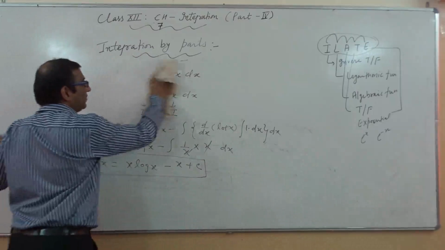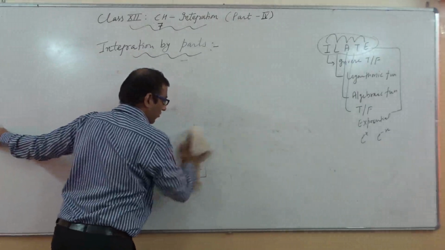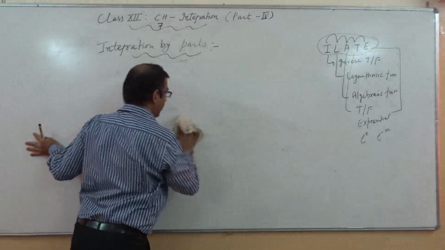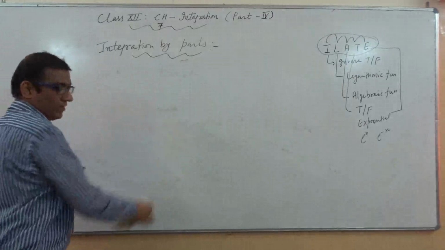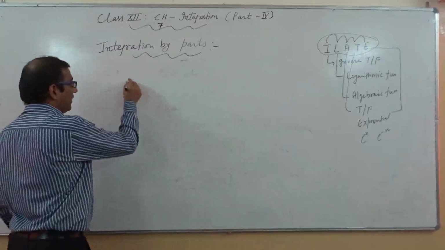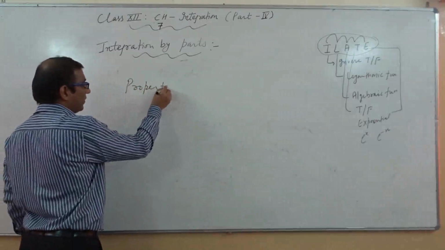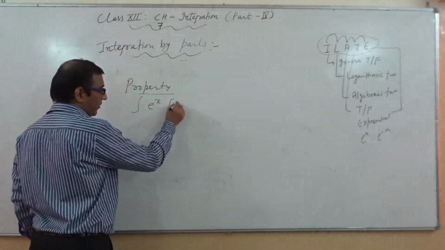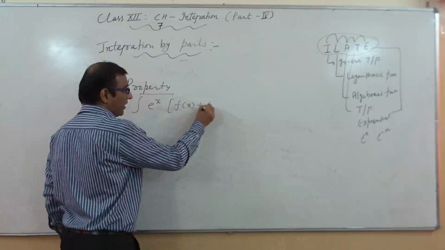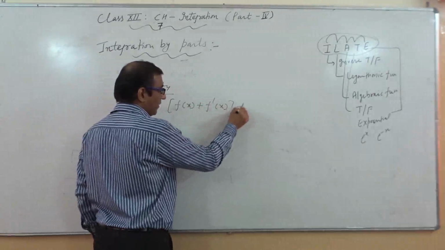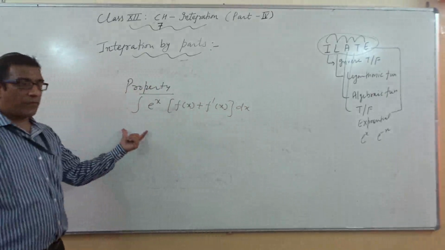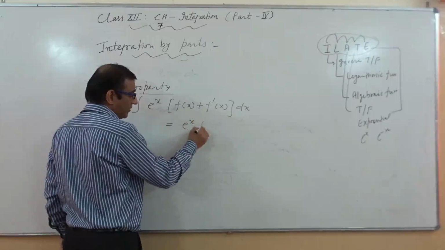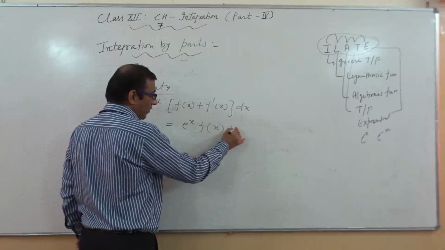After this question, I am telling one more property that is related with this. The property is: the integration of e raised to the power x, into f(x) plus f dash (x), dx. If such a type of function is given, it can be written as e raised to the power x f(x) plus c.